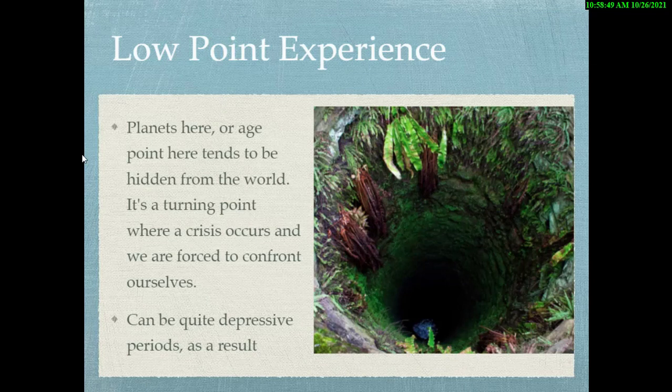A low point. So a planet near the bottom of that trough, the planets here, or the age points here, more importantly, because that's what we're talking about, tend to be hidden from the world. It's a real turning point where a crisis occurs and we're forced to confront ourselves. It can be quite depressive periods as a result, but think of it as a crisis of opportunity and changing points and systems.